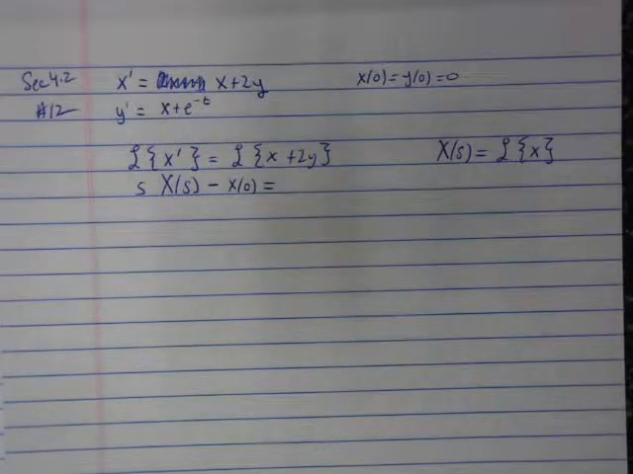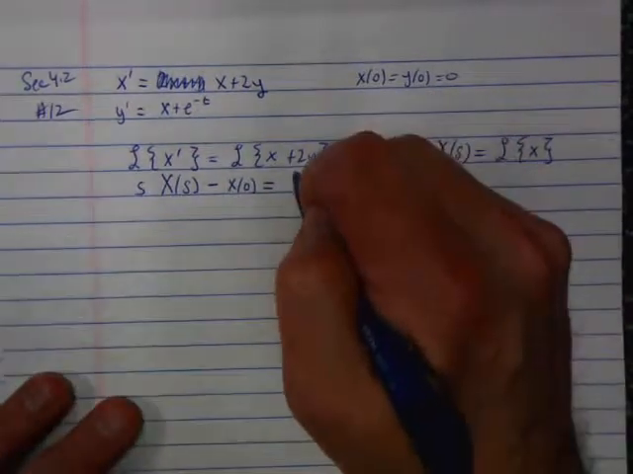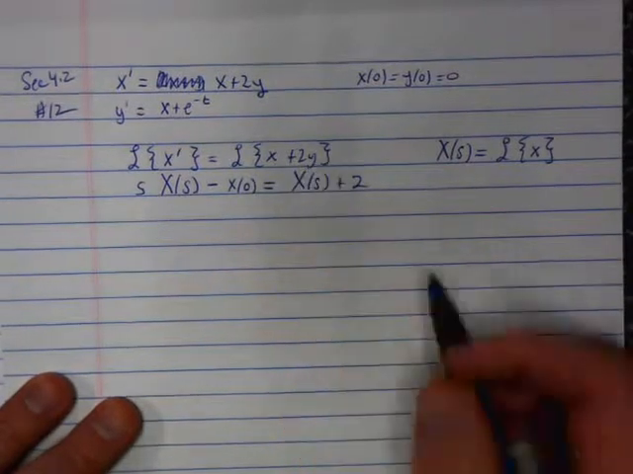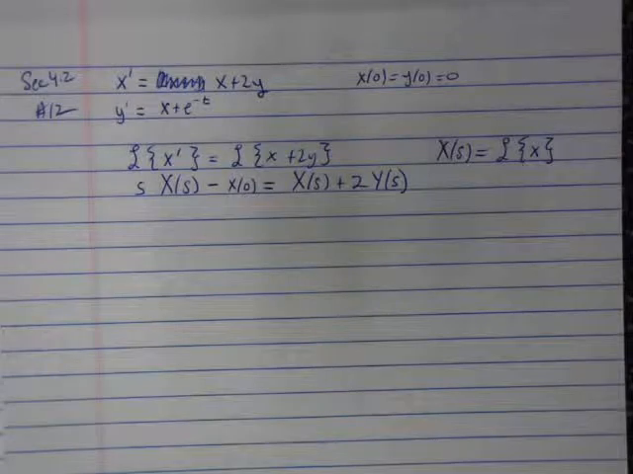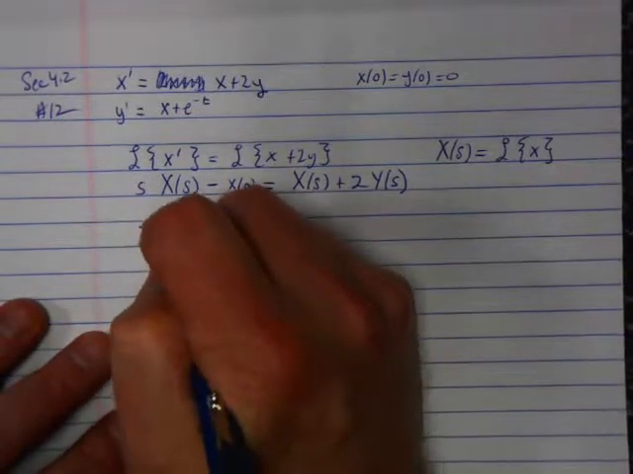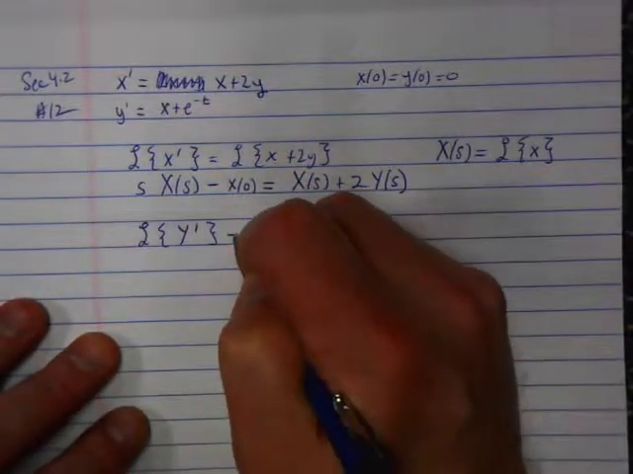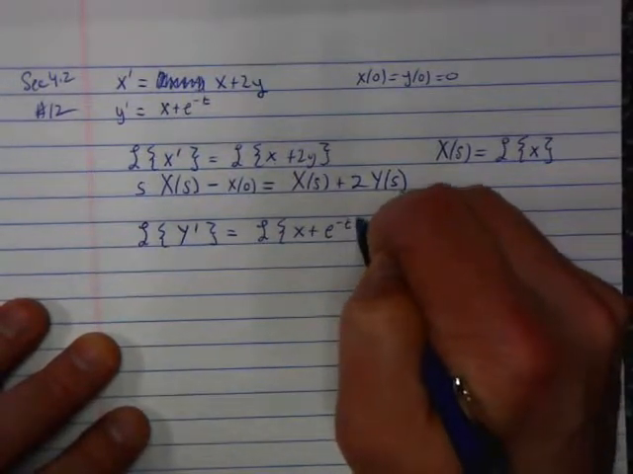So on the right-hand side, we'll see the Laplace transform of little x, big X, plus 2, what's the Laplace transform of little y? Big Y. All right, so there's what happens to the first equation when you hit it with the Laplace transform. Exact same thing for the second equation. I'm going to take the Laplace transform of y prime equals the Laplace transform of x plus e to the negative t.